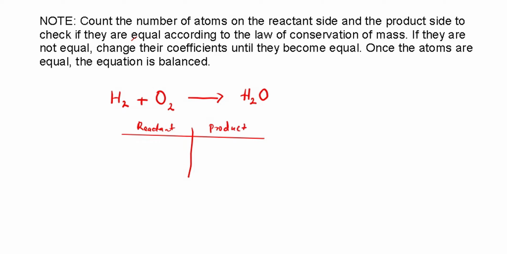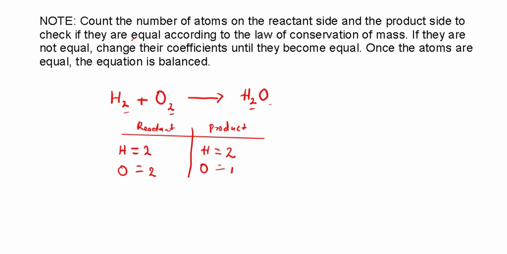Now let's count. We have our oxygen, we have our hydrogen. From the reactant side, how many atoms of hydrogen do we have there? We have two. Then let's look at oxygen. How many atoms of oxygen? Two. Then let's quickly move to the product side. How many atoms of hydrogen? Two. We have oxygen. How many atoms of oxygen do we have? One.